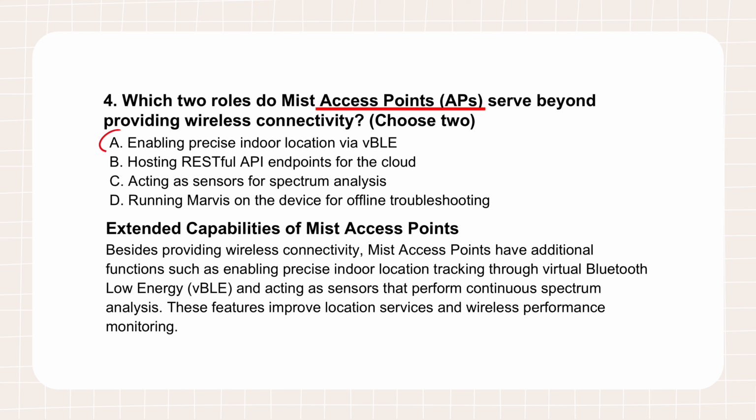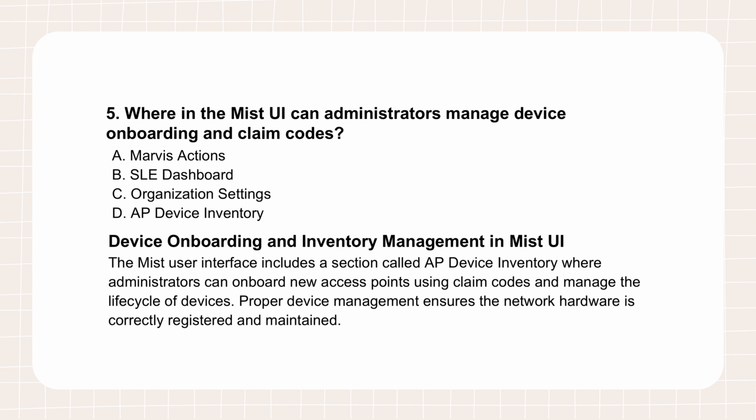Okay, so we have all these smart devices, APs acting as sensors, Marvis providing insights. Let's get practical. Where does an administrator actually go in the Mist UI to manage these devices, especially for onboarding new ones, getting them onto the network? Yeah, the central place for that is the AP device inventory section within the Mist UI. AP device inventory. Got it. That's really the main hub.